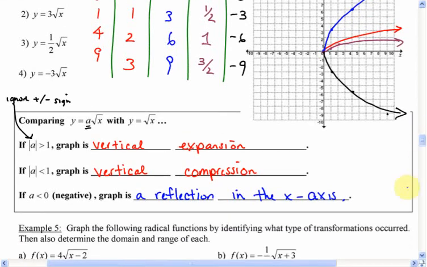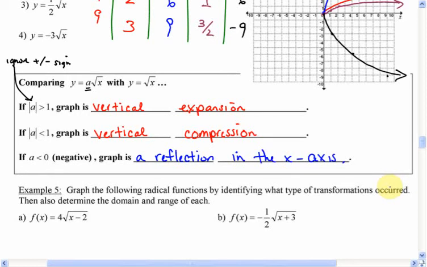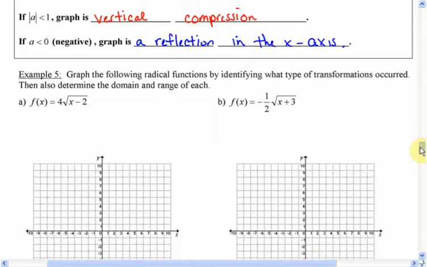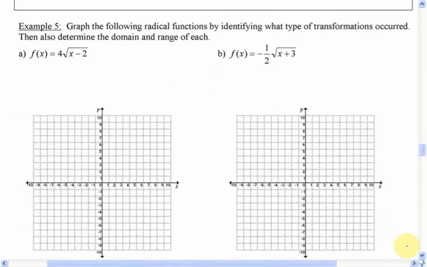And once again, you're thinking, well, Mr. Lee, we did all this before. Yeah, you did. You did it with the parabola. Now we're doing it with the actual square root graph. Okay? So what I'd like us to try next, and I probably won't be able to finish everything today, is let's take a look at example number 5. I'd like you to graph the following radical functions by identifying what type of transformations occurred.